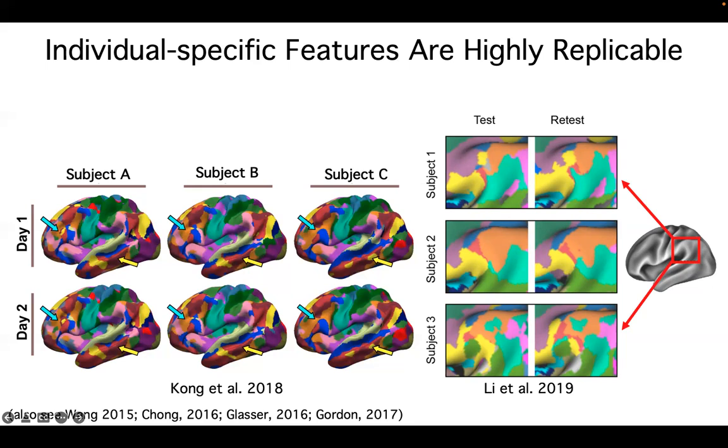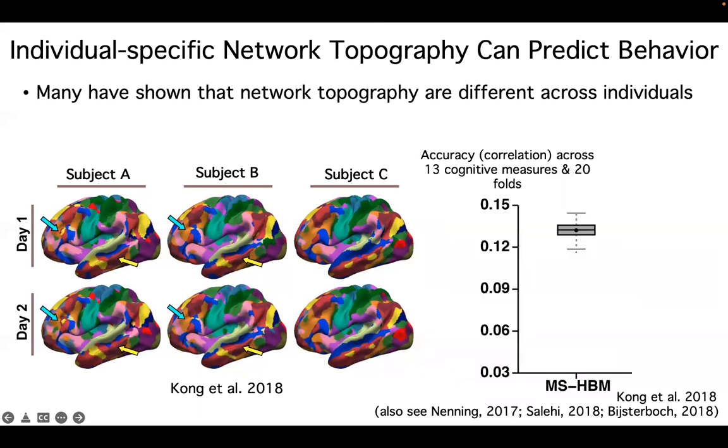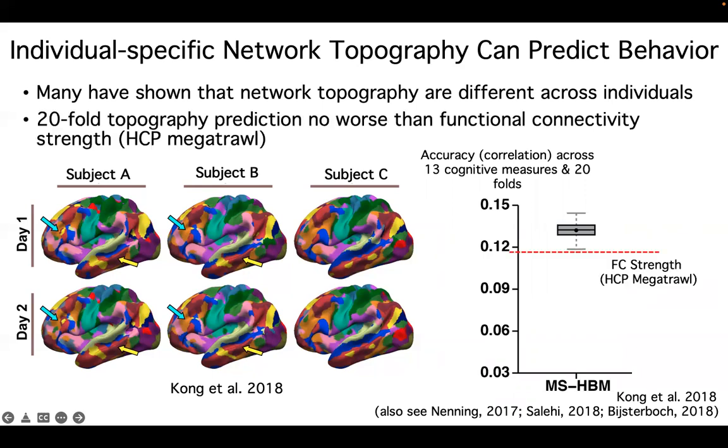People believe they are real because these features have been shown to relate to behavior. Since the topography of networks varies across individuals, this can be used to predict behavior. Here is the result of behavior prediction of certain cognitive measures using network topography. The red line shows the accuracy of the HCP MegaTrawl, which uses the functional connectivity strengths for behavior prediction. Therefore, using network topography for prediction is not worse than using functional connectivity strengths.